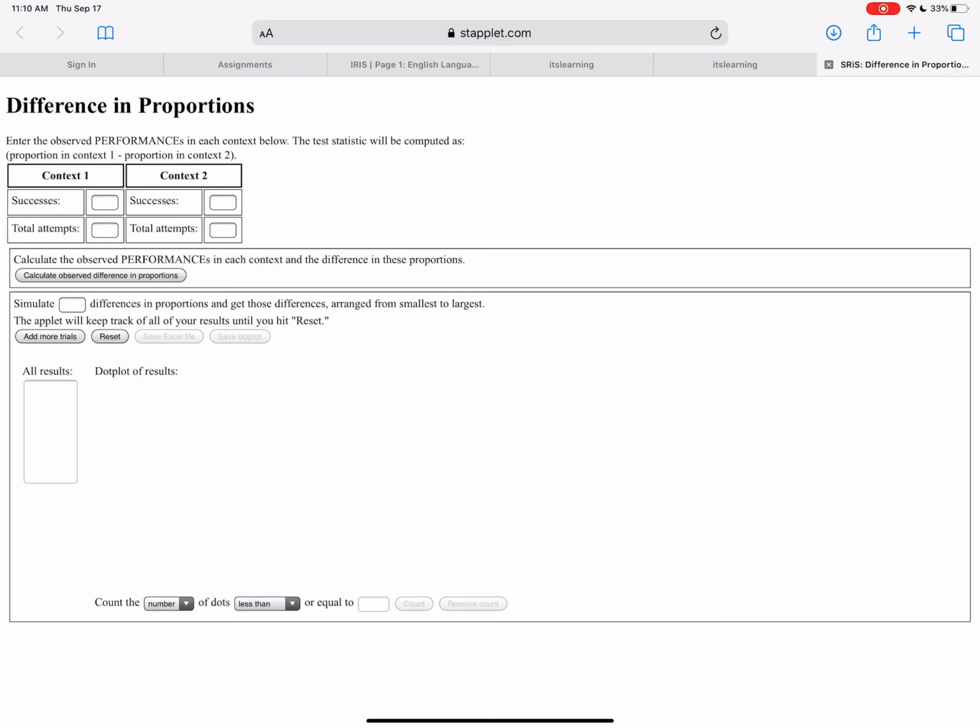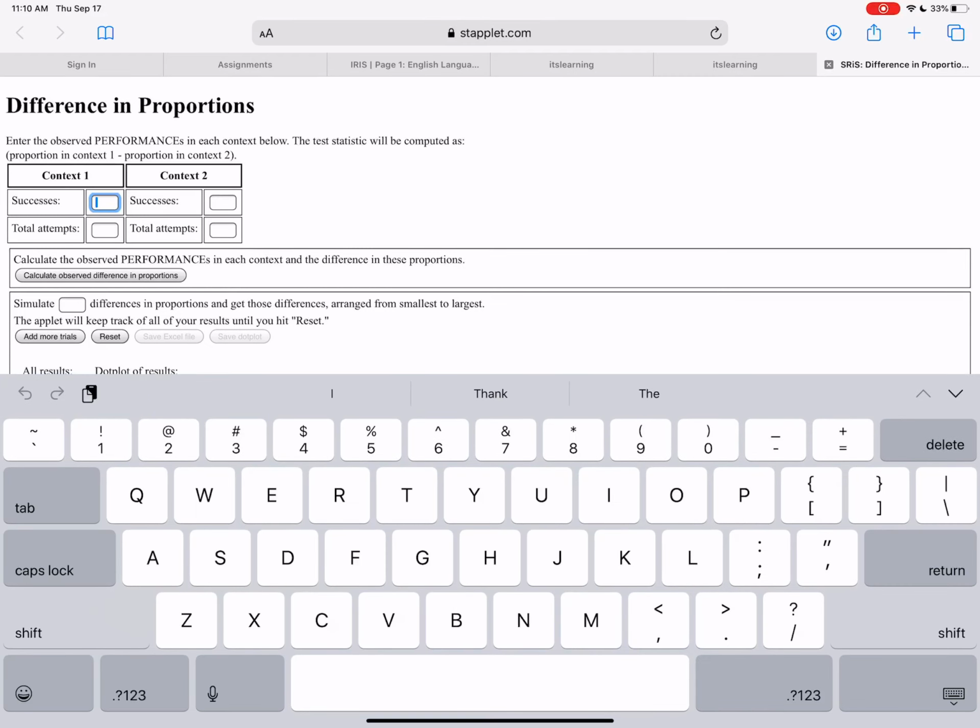Context 1 and context 2 depend on your alternative hypothesis. If it states that girls have a greater ability to memorize words than boys, girls is context 1 and boys is context 2. If we have a greater ability to win games at home than on the road, home is context 1 and road is context 2. So you type in the number of successes there. Let's say that 10 girls out of 15 total in the class memorized 10 words or more. And then let's say only 3 boys memorized out of 18 boys. So obviously that percentage is going to be lower.